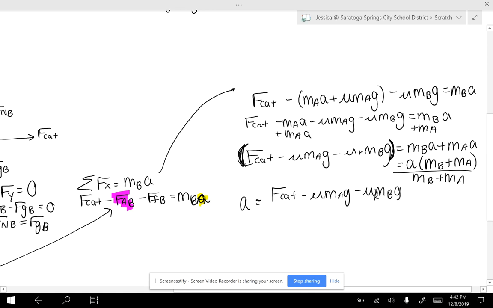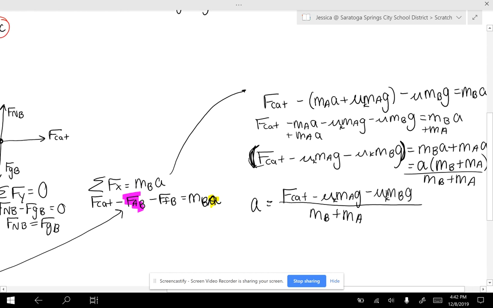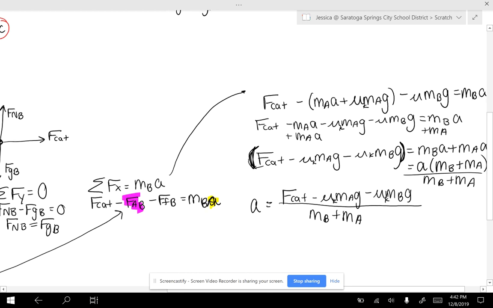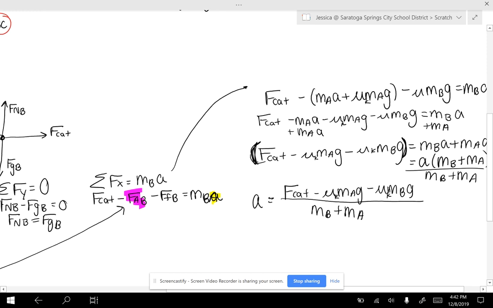And again, these should be mu Ks. I'm pretty sure I dropped them some places. But just remember that those are mu Ks because it's a kinetic coefficient because we're sliding across the surface. Over MB plus MA. Okay, so that's an acceleration. Again, not always going to solve for acceleration. We might be given an acceleration and need to find the force of the cat. That's how we would approach that problem.